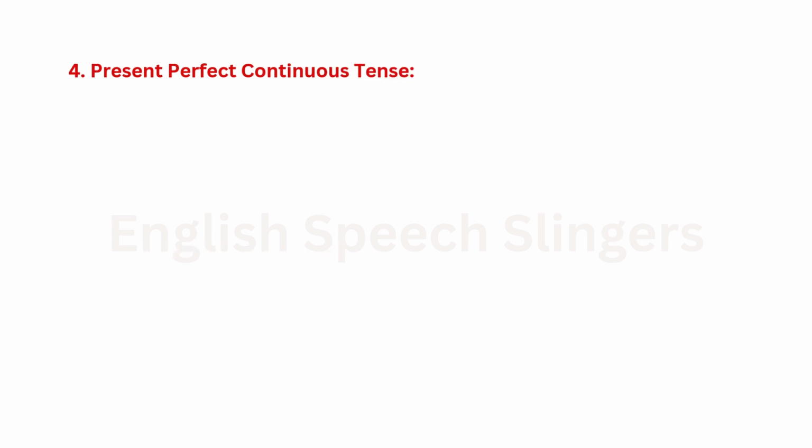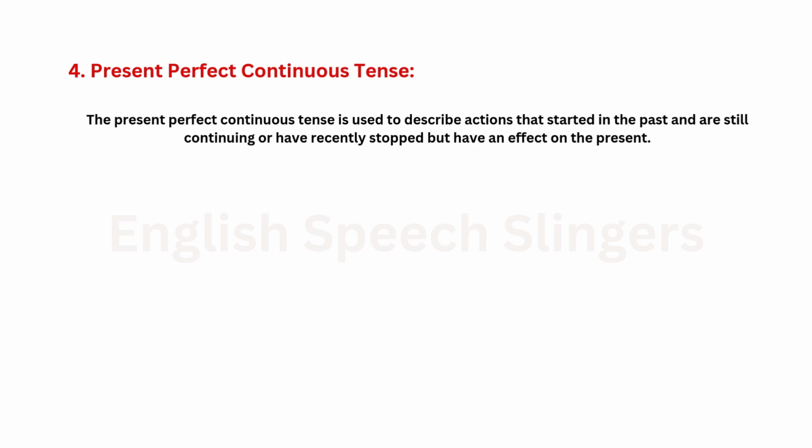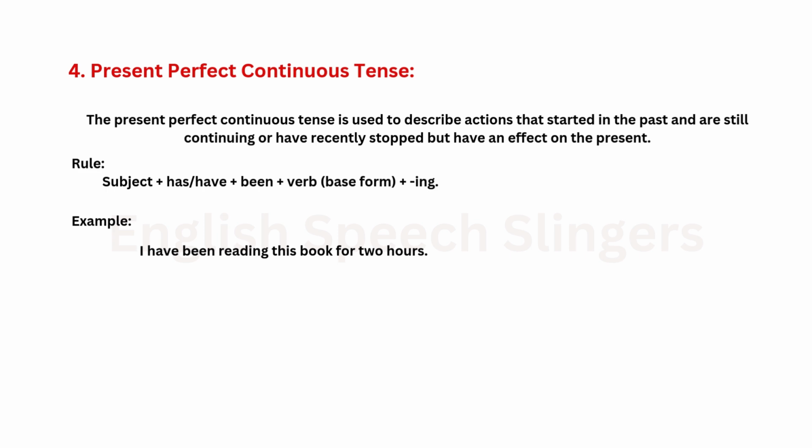Present perfect continuous tense. The present perfect continuous tense is used to describe actions that started in the past and are still continuing or have recently stopped but have an effect on the present. Rule. Subject plus has or have plus been plus verb base form plus ing. Now, let's see some examples. I have been reading this book for 2 hours.